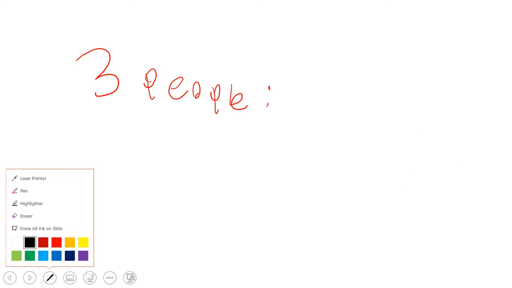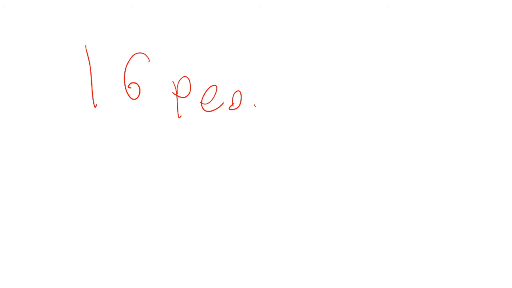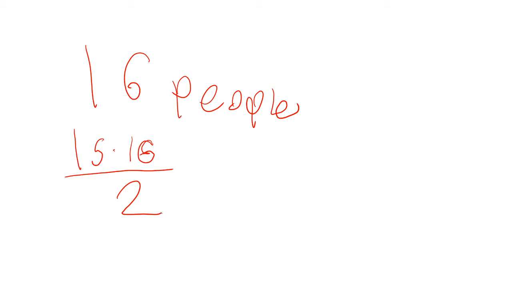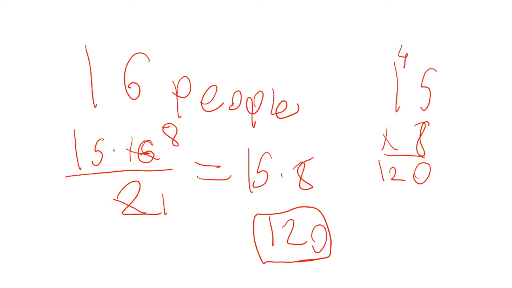So using overcount divided by correction, we can now focus on the harder problem, which is 16 people. We know that 15 times 16 counts everything twice, as we know from the three person example, so we divide by 2. We can simplify, and we can compute 15 times 8 pretty easily. So the answer is just 120. Yeah, that's all there is to it.